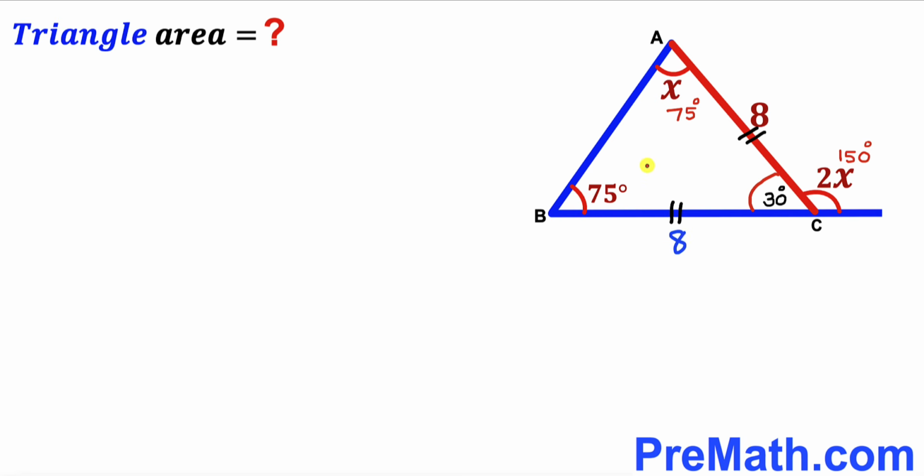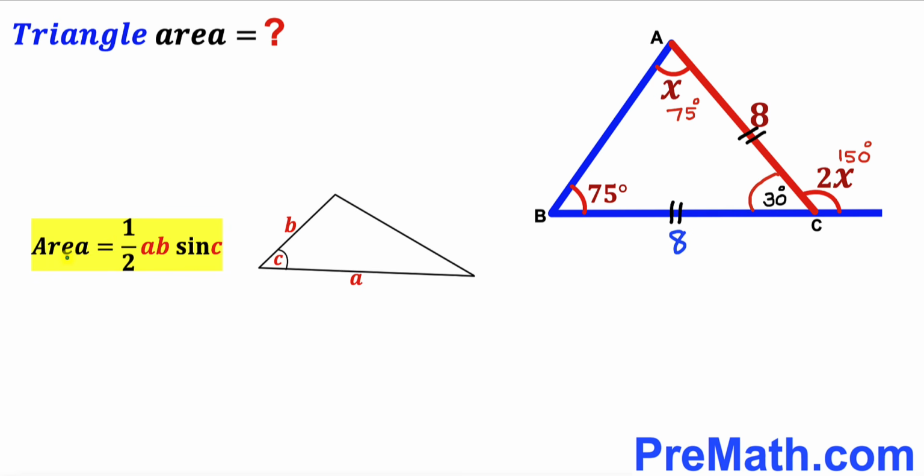And here's our final step. Now we are going to calculate the area of this triangle ABC. And now let's recall the area of a triangle formula. Area equals a half times A times B times sine of angle C. As you can see in this given triangle, A and B are our sides of the triangle, whereas this angle C is in between these two sides. And here we can see our two side lengths are 8 and 8, and 30 degrees is the angle in between.